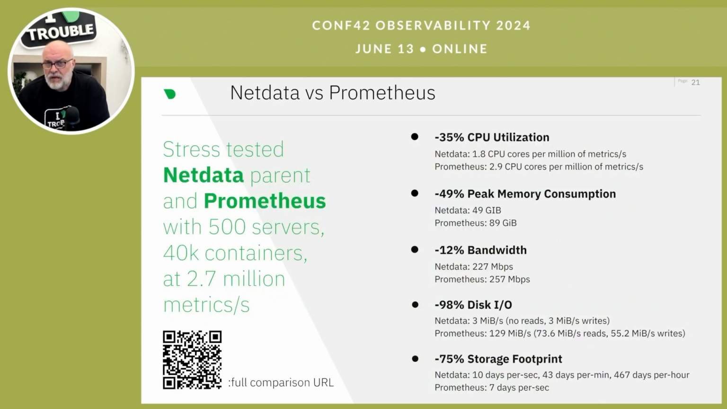Now, we stress-tested Netdata as a parent versus Prometheus to understand how better or worse it is. Actually, we beat Prometheus in every aspect. We need 1/3 less CPU, half the memory, 10% less bandwidth, almost no disk I/O. Netdata writes the samples right at the position they should be, and it's throttled over time, so it's very gentle, doesn't introduce any big reads or writes. And we have amazing disk footprint.